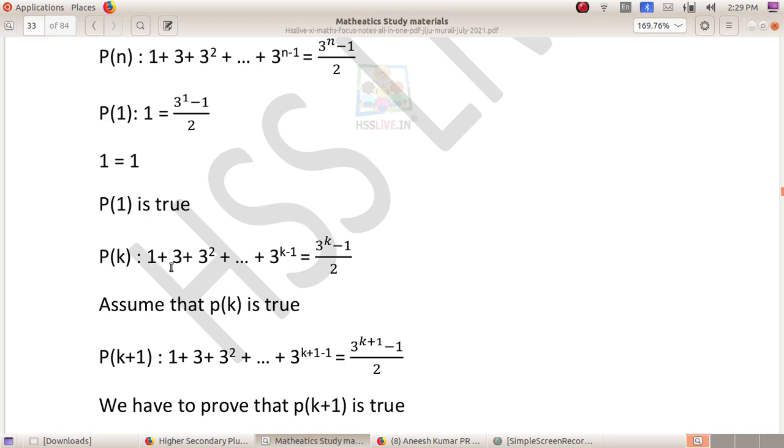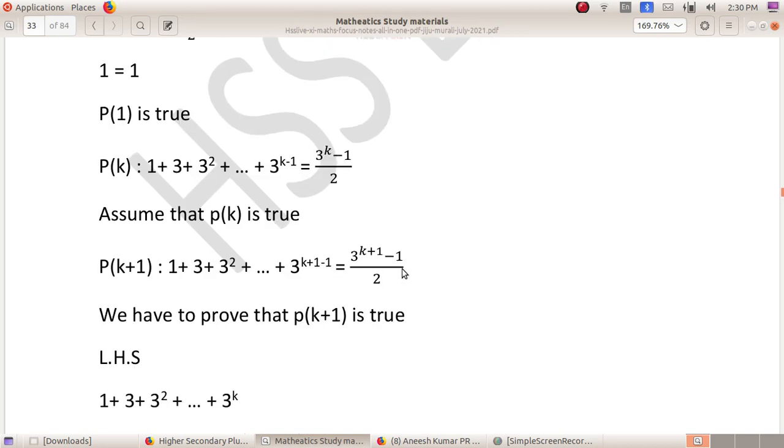That is what? 1 + 3 square + etc. + 3 raised to (k+1) minus 1, by 2. Instead of k, there will be k+1. Instead of k, there will be k+1 minus 1. That is (3 raised to k+1 minus 1) divided by 2. So we have to prove whether this is true. For that, we take the left hand side, that is 1 + 3 square + etc. + 3 raised to k+1 minus 1.